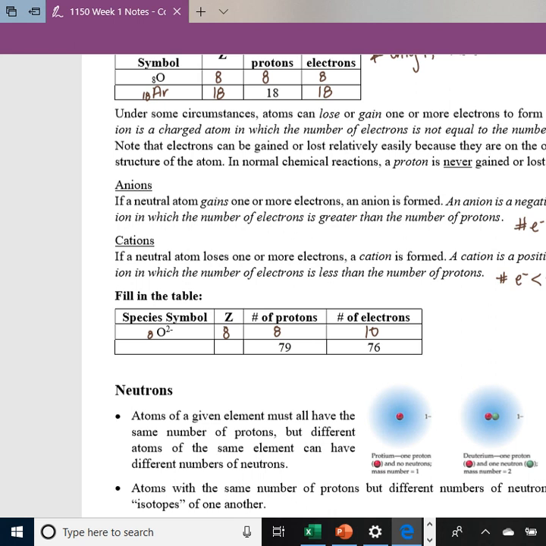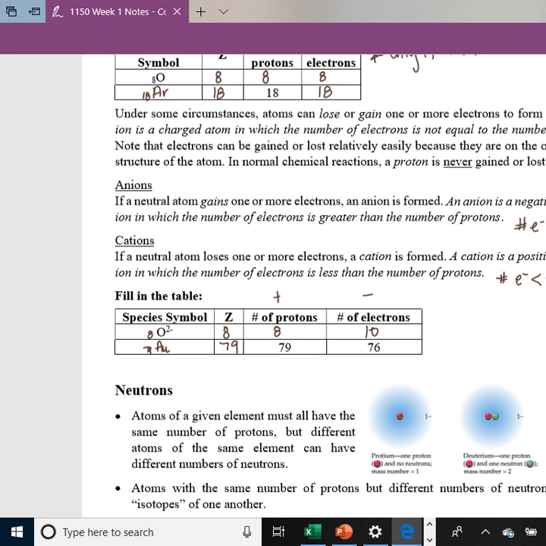In the next example, we're told that we have 79 protons and 76 electrons. So now we have more protons than electrons. We have more positive things than we have negative things, so this is going to be a cation. If the number of protons is 79, then I know that my Z is 79. And if I look at the periodic table, that tells me that I'm dealing with gold. And I'm going to write my 79 to the left.